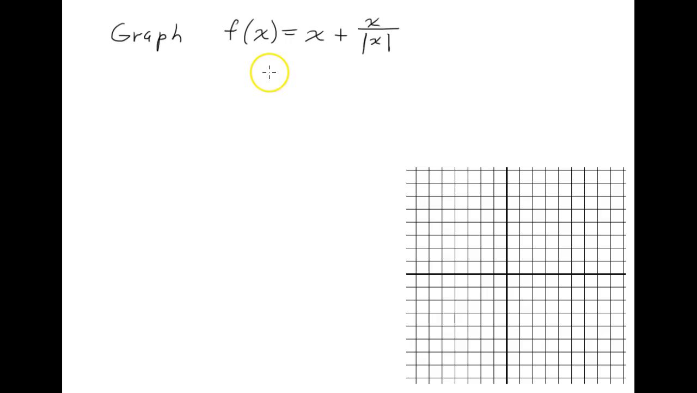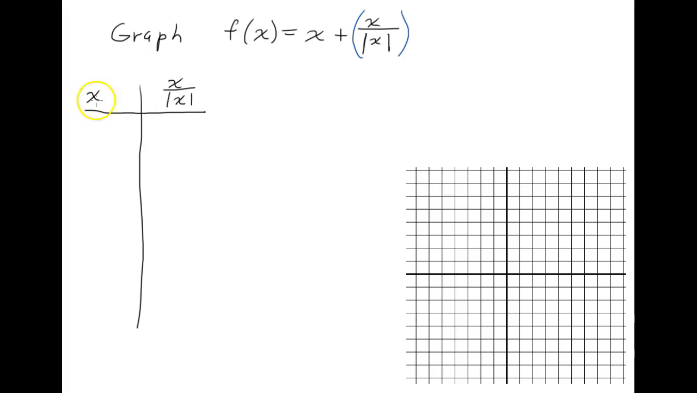In this video, we'll graph this function f of x equals x plus x over the absolute value of x. And it's that absolute value thing that might throw some people off. So let's take a look at just this part, just the x over the absolute value of x. So let's evaluate. I'll make a little table here. We have x, and we have x over the absolute value of x.